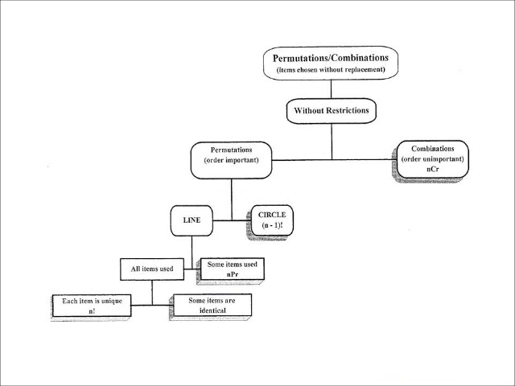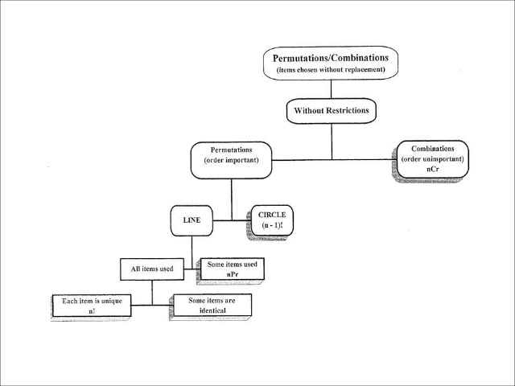Here's a little bit of a flow chart, how to approach these different problems. Permutations and combinations, right? So items are chosen without replacement. That's the first thing you have to realise. As soon as you start putting things back, it's no longer a permutation or a combination. You have to use the basic counting idea, because all permutations and combinations is without replacement.